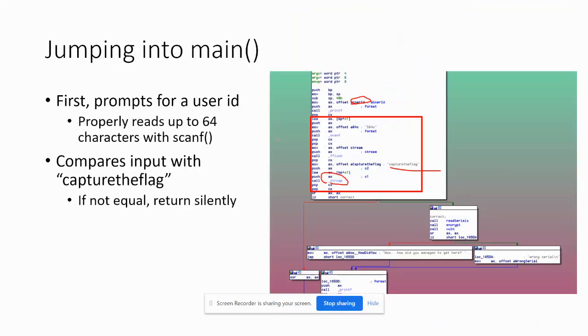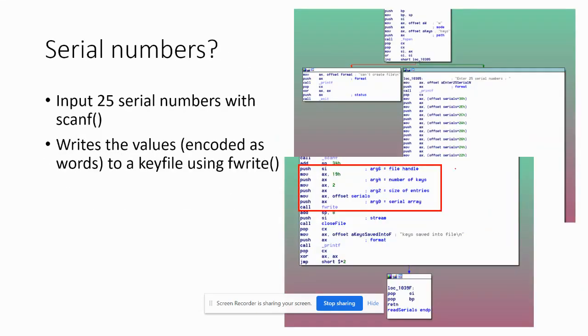Here we can see that if we enter the first function call in main, read_serials, you are prompted to enter 25 serial numbers, and there's a scanf, and it stores them in a buffer located in the data segment. Then these values are written to a file using fwrite, as you can see here. And the file name is keys. If you run the binary, you'll see that this file is generated.